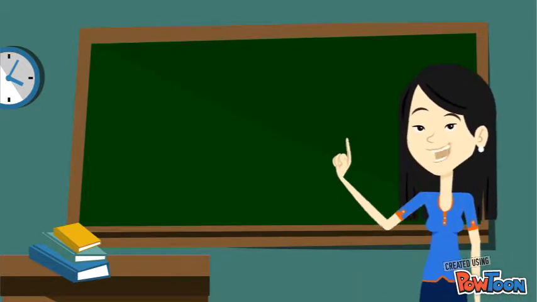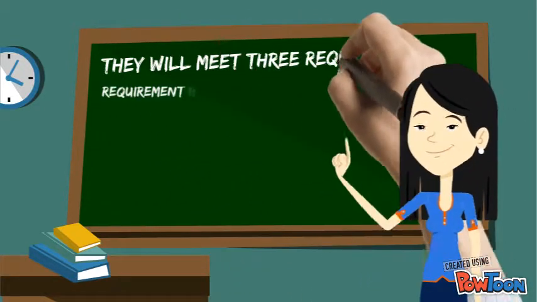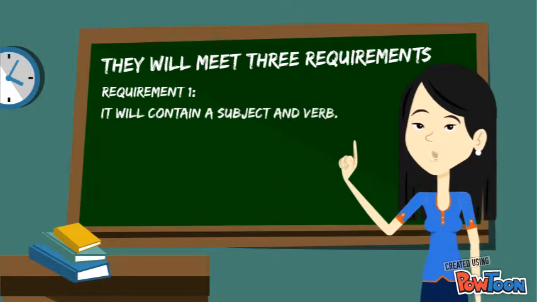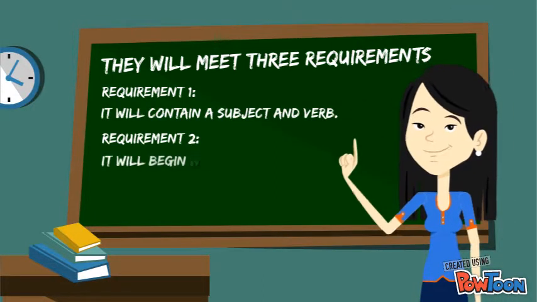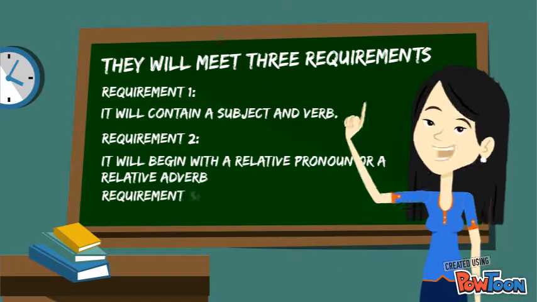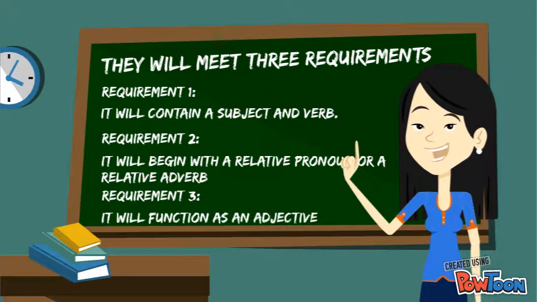Adjective clauses need three requirements. 1. It will contain a subject and verb. 2. It will begin with a relative pronoun or a relative adverb. And 3. It will function as an adjective.